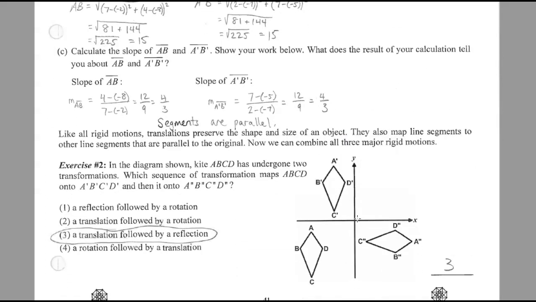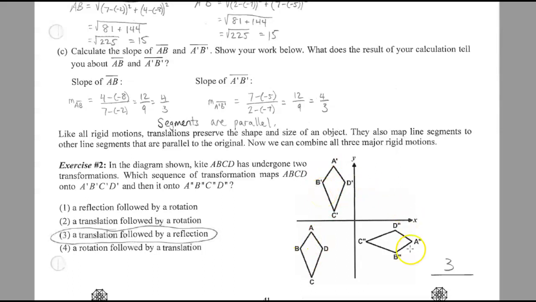So, in the diagram shown in exercise 2, we have a kite, which just means 2 sets of congruent sides in sequence. It has undergone 2 transformations. Which sequence of transformations maps the original onto the primes onto the double primes? So if I'm going from the original figure down here in quadrant 3, and I want to go to the primes in quadrant 2, it's in the same orientation that it was before, so all it has done is undergone a slide or a translation. So that knocks out choices 1 and 4 as possibilities, because the first thing that happened was a translation.